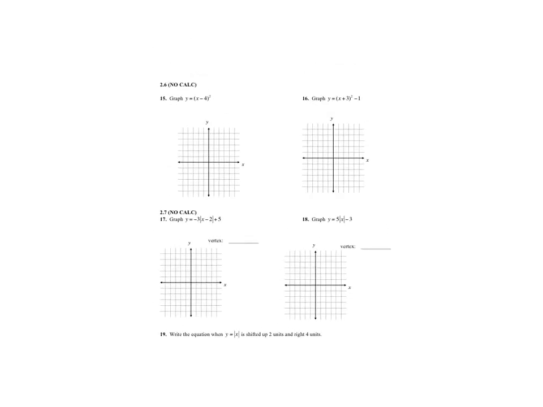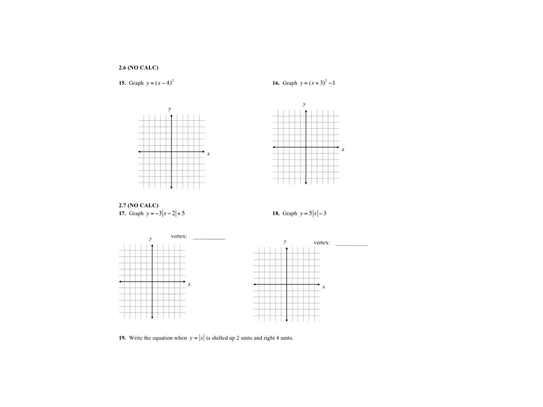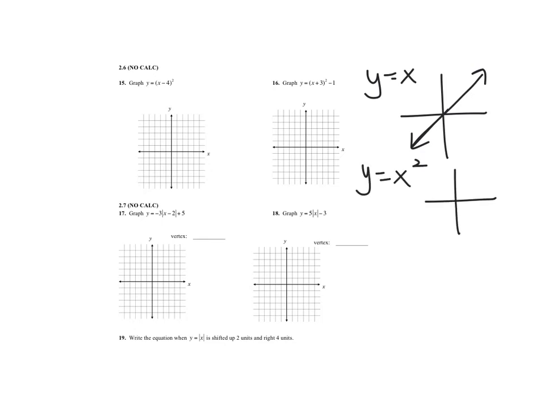All right, and then finally the last part was 2.6 and 2.7. We took our parent functions and we shifted them. So you have 3 parent functions. You have y equals x, which is just a diagonal line. You have y equals x squared, which is a parabola or a U shape. And then you have y equals the absolute value of x, which is a V-shaped graph. Okay, that doesn't look like a V, but it is. All right, V-shape.